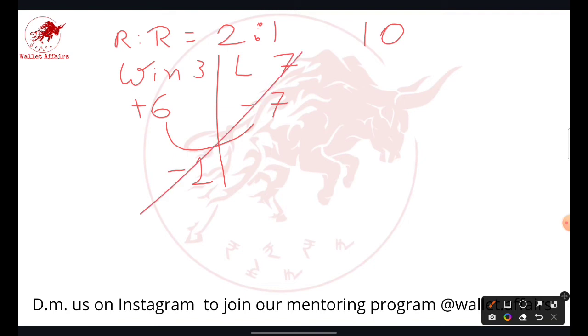So this means this setup will not work if I win only 3 trades out of 10, right? So I should win at least... let me change the color.